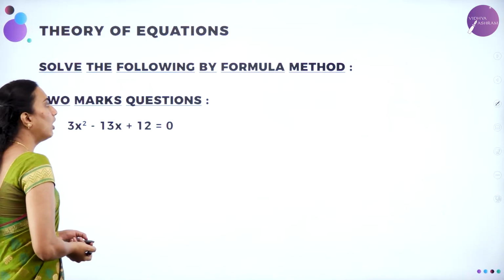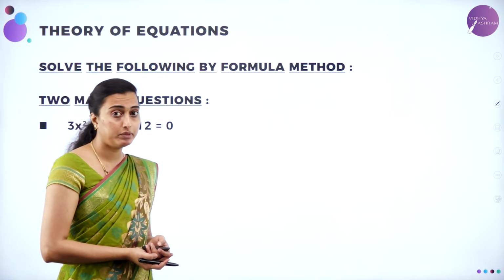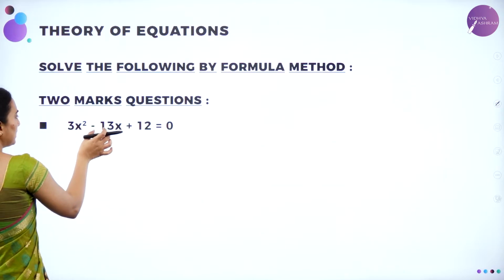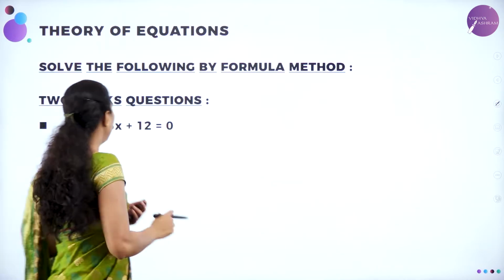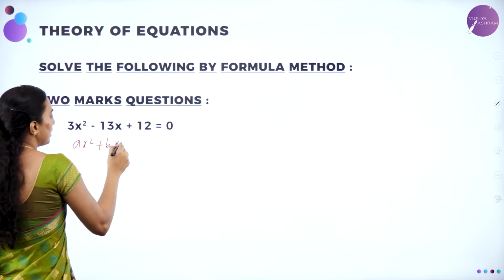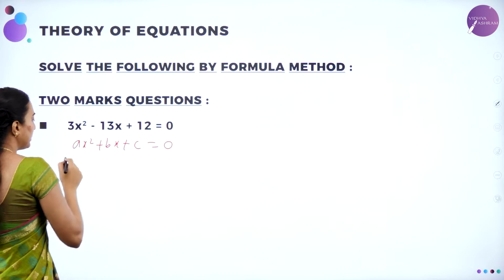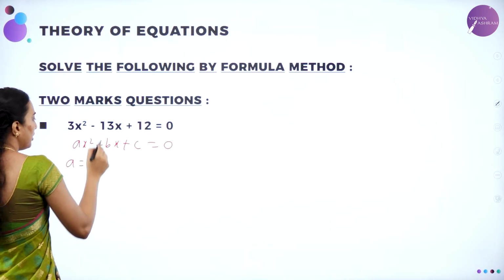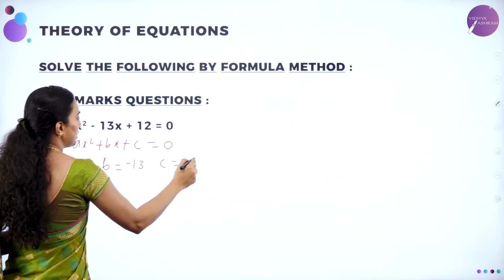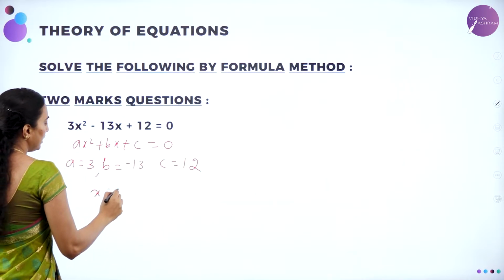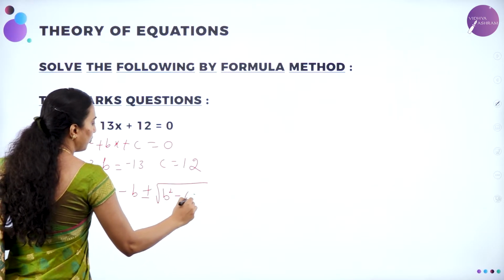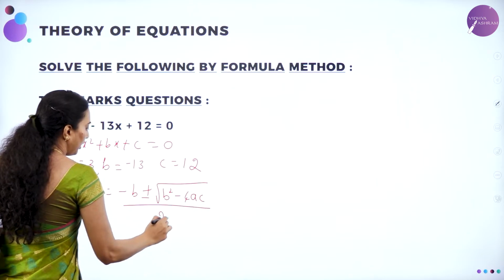What have they asked? Solve the following by formula method. What is the formula? They have given a 2 marker question, 3x squared minus 13x plus 12 equal to 0. It is in the form of ax squared plus bx plus c equal to 0. Comparing this, you can get a equal to 3, b is equal to minus 13 and c is equal to plus 12. What is the formula? x is equal to minus b plus or minus square root of b squared minus 4ac divided by 2a.